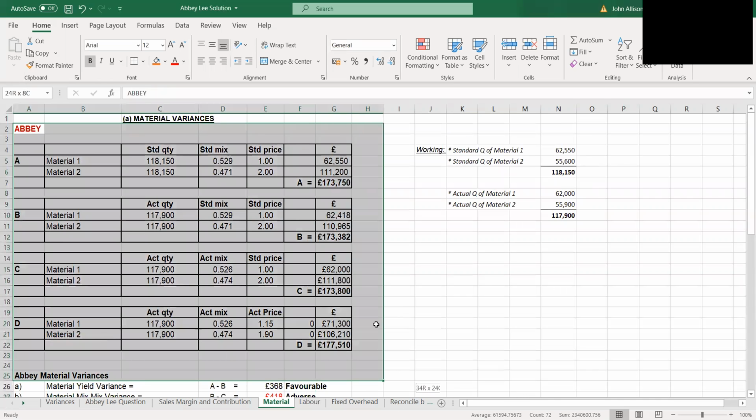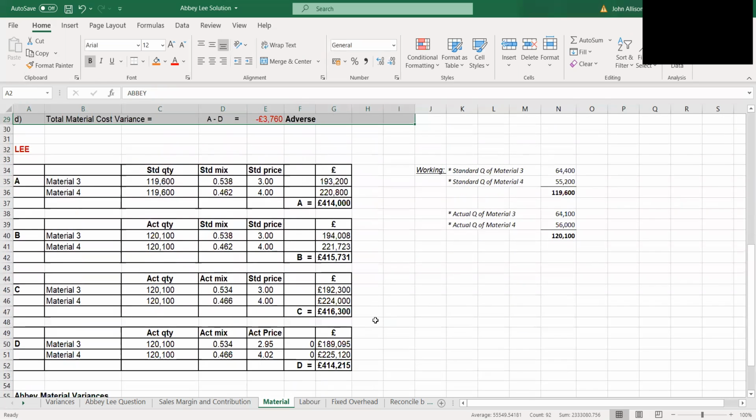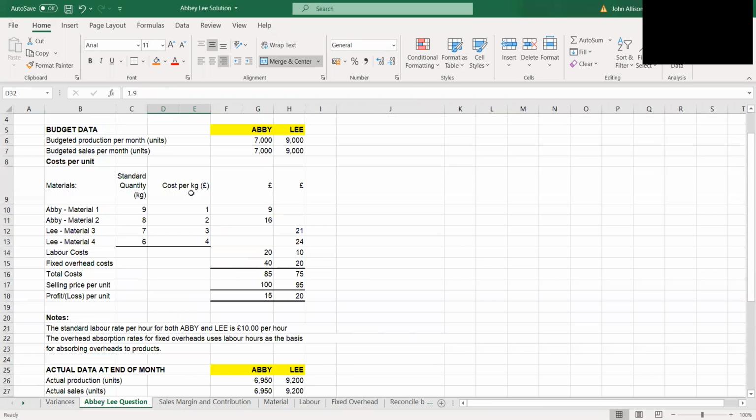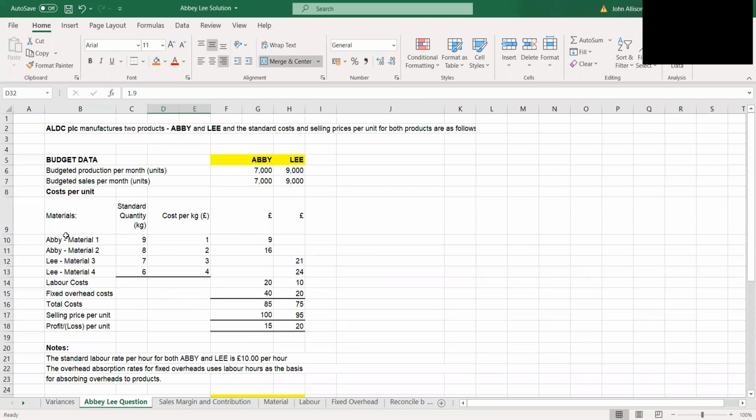And using the same technique, we can calculate the material variances for Lee as well. The difference is that instead of using the numbers for Abbey, we're using the same technique, same process, but we're using the numbers for Lee. So hopefully you should be able to work out how to do that one. Okay, so once we've done that, then the next video will be about the labour variances.